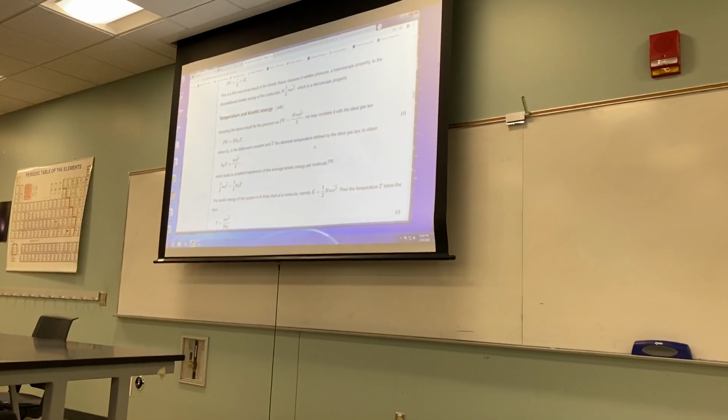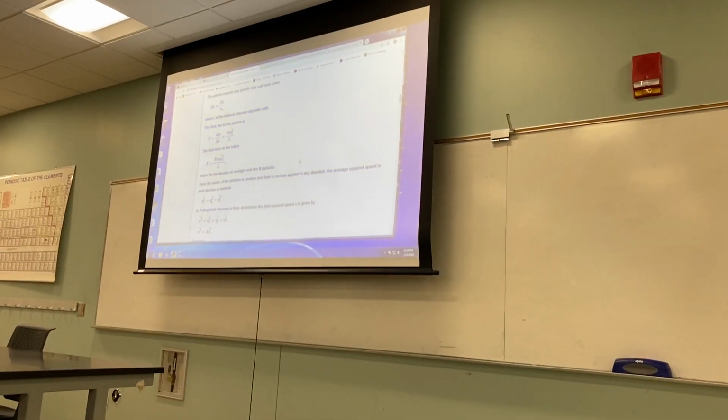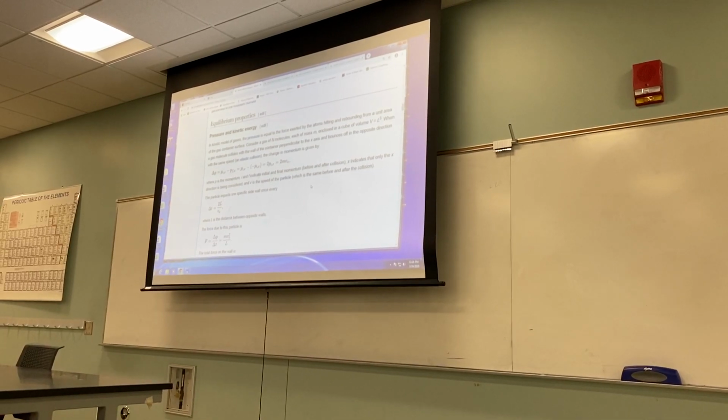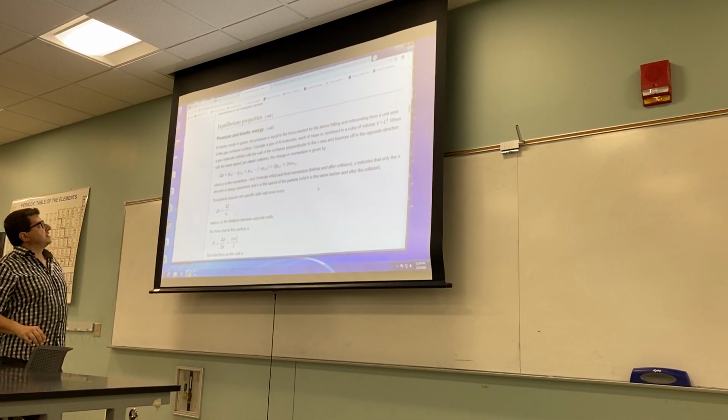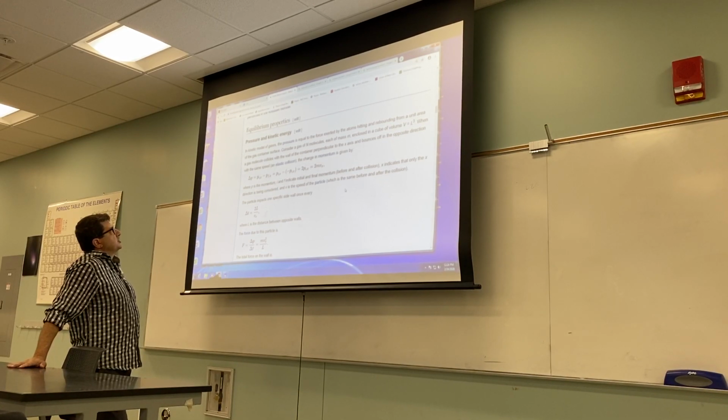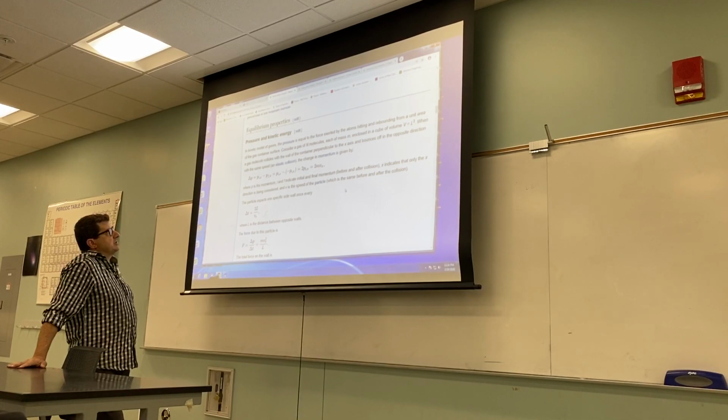Yeah, that's where it comes from. So you say, it says equilibrium properties: pressure and kinetic. In the kinetic model of gases, the pressure is equivalent to the force exerted by the atoms hitting and rebounding from a unit area of the gas.